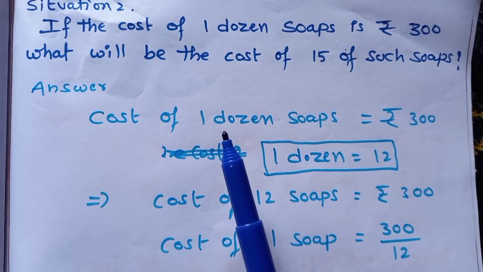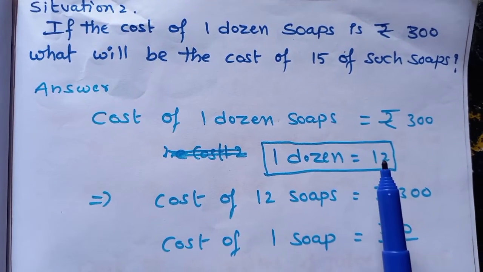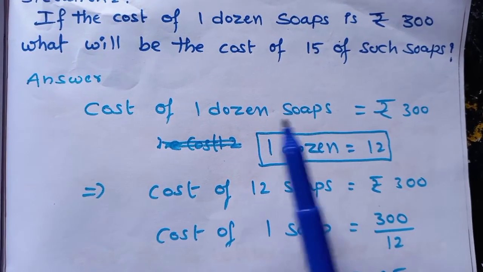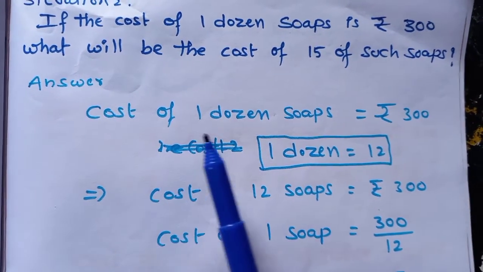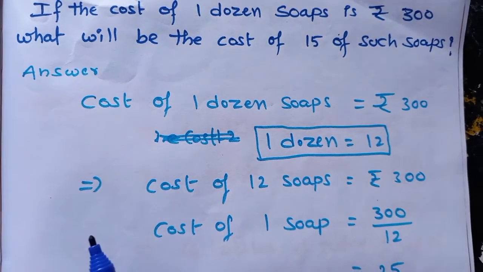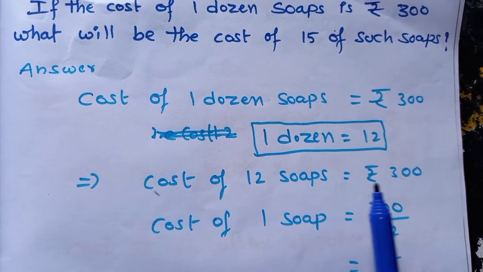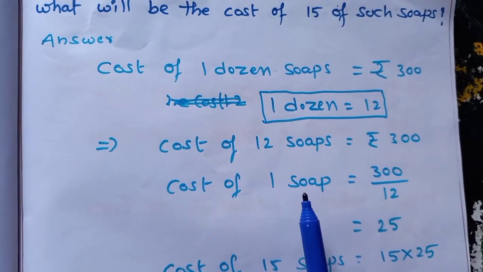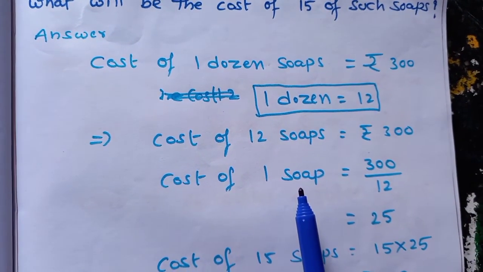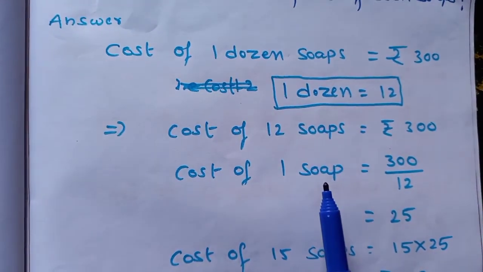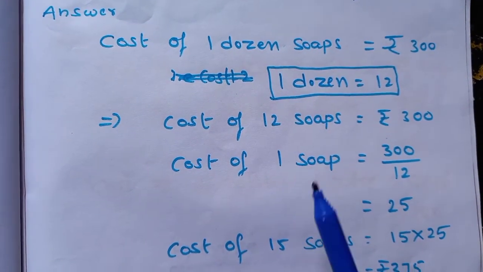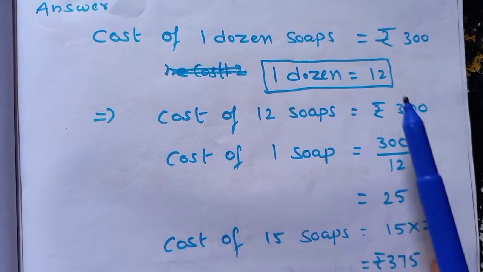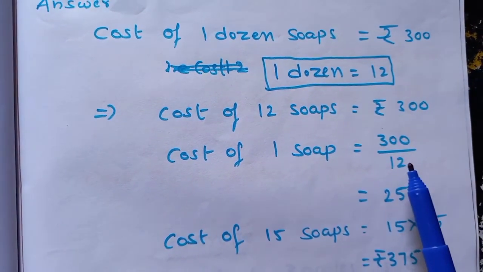Answer. The cost of 1 dozen soaps equals 300. Here we know that 1 dozen means 12, the number of soaps is 12. So the cost of 12 soaps equals 300. Now we require the cost of 1 soap. By using the unitary method, we have to find the cost of 1 soap. The cost of one soap is equal to 300, and by transposing 12 to that side, it goes to the denominator.